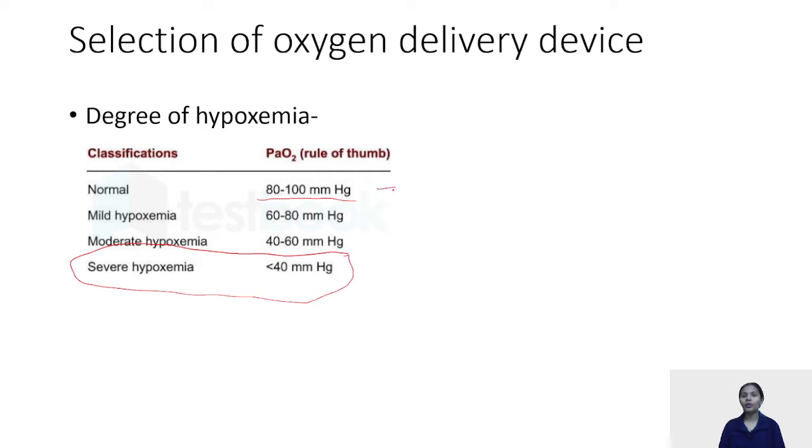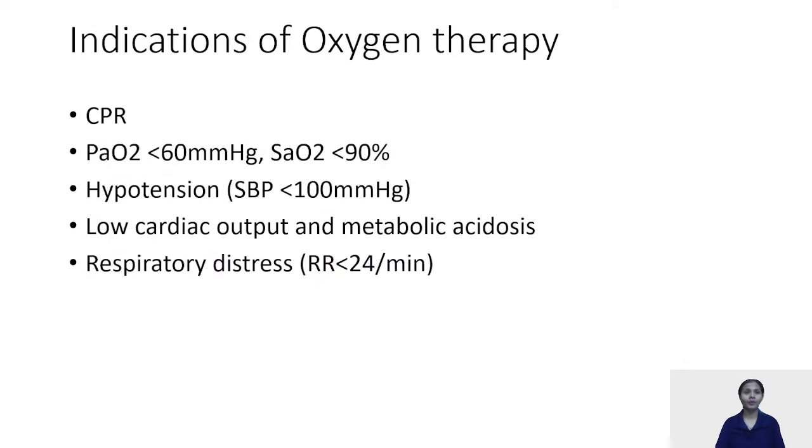In normal, the patient is normal. Then in mild and moderate, generally we use oxygen delivery devices which are non-invasive, or not definitive. But when we have severe hypoxemia, then we go for endotracheal intubation or mechanical ventilation for the patient.